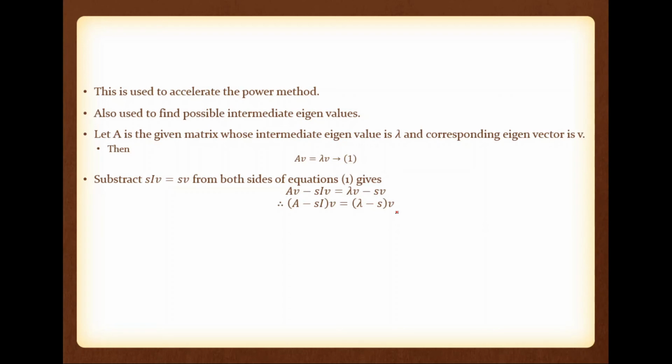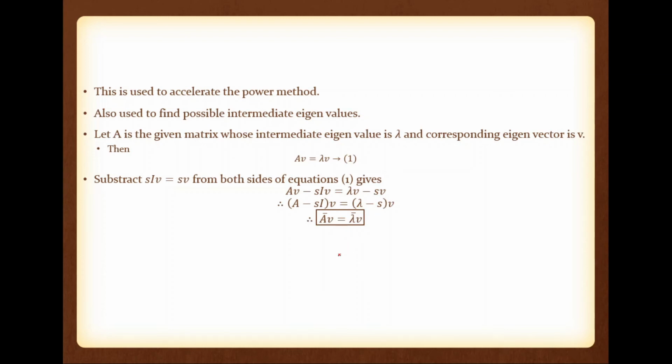So now I am going to replace this part with A bar. A minus SI is A bar. So automatically this part is lambda bar. Lambda minus S is lambda bar, right? So we can write A bar V is equal to lambda bar V. What is A bar? A minus SI. So what is lambda bar? If you are using power method, lambda bar is the largest eigenvalue of A bar, that is nothing but lambda minus S.